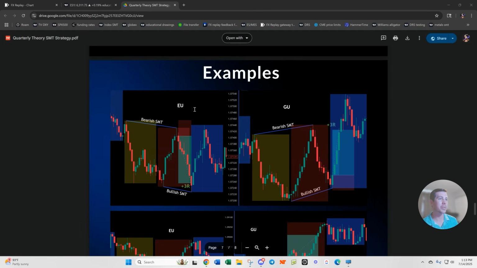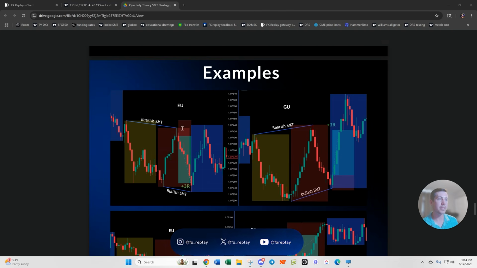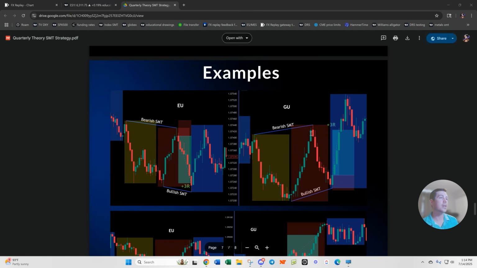Last week we were looking at EU and GU, but it's the same strategy for indices, the ES and NQ. So all we're looking for is SMT between these quarters. You can see here, GU made a higher high, whereas EU made a lower high. So we have that bearish SMT, and this is a case where we had that precision swing point. After we saw a green candle here, red candle here, this is actually one of the 2 entry triggers we're going to look for.